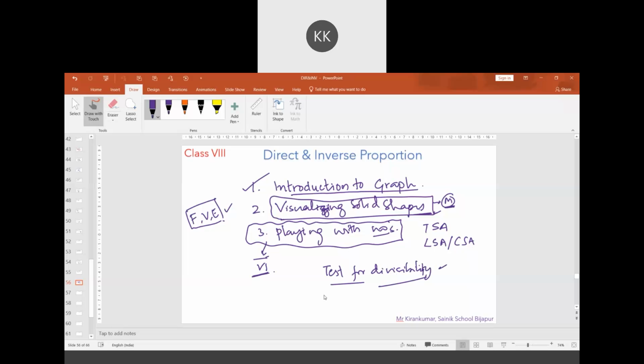Apart from this, there are a few tricks. What should be the letter? What, by adding, you have to get the result. So this chapter is a very easy chapter.